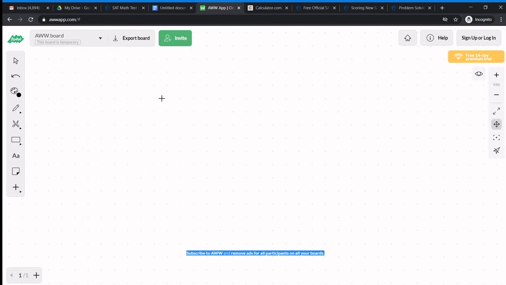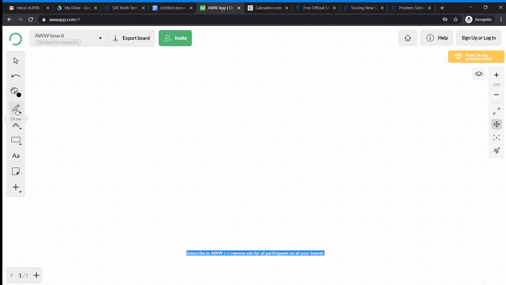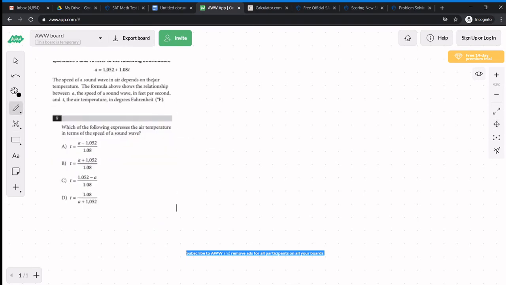Let's copy this over. Alright, so we have A equals 1052 plus 1.08t, and we want to figure it out in terms of the speed of the sound wave, so in terms of t, right here. So what we're going to do, we want to isolate the variable, we're going to subtract 1052 from both sides.